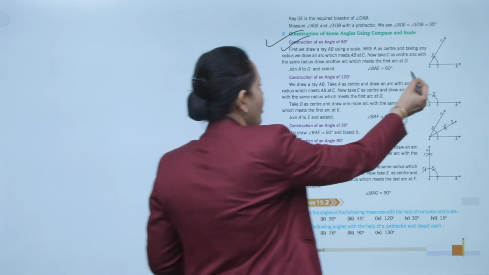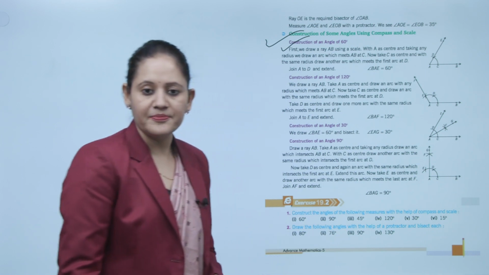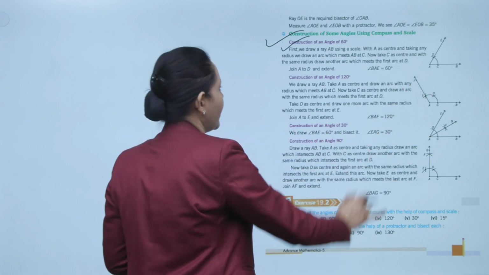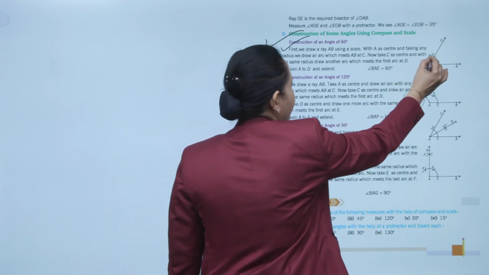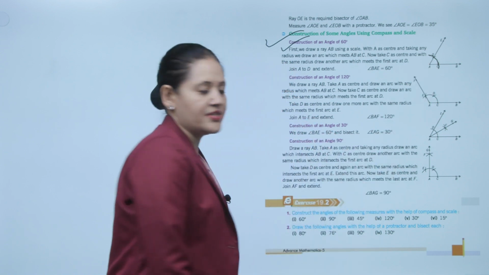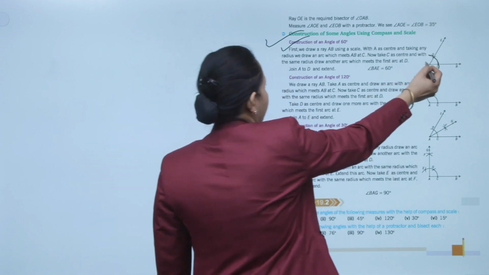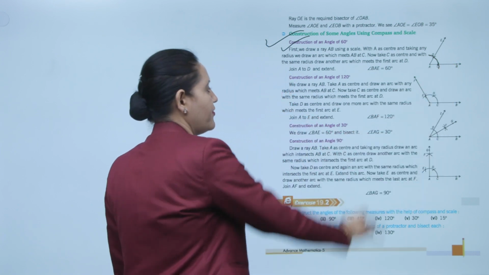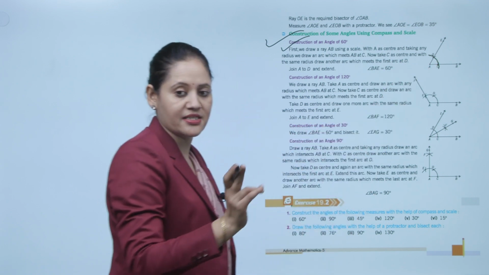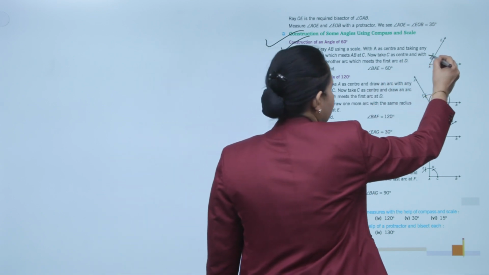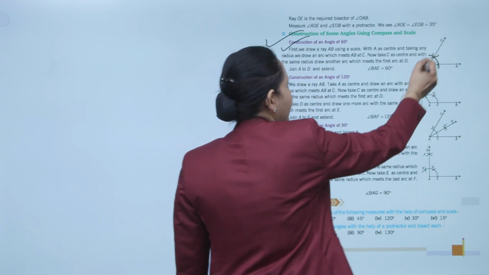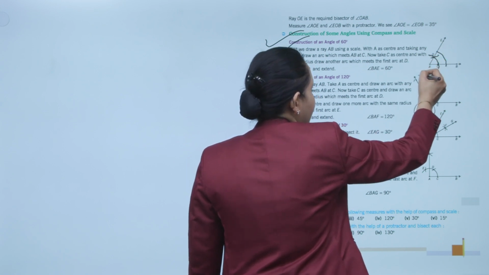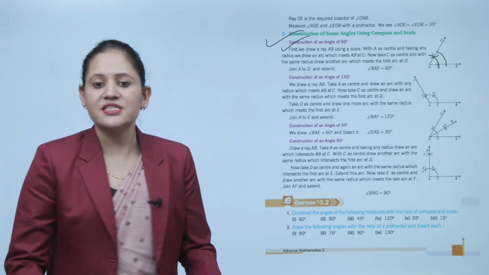So first we will draw a ray AB. Clear? Then we will take A as a center and with any radius we will draw an arc which will cut the line segment AB at point C. Now we will take C as a center with the same radius. We will draw another arc. This will give us point D. Now we will join these points and extend it. So this is angle EAB, that is of 60 degree.